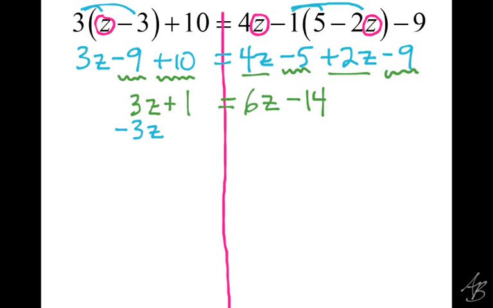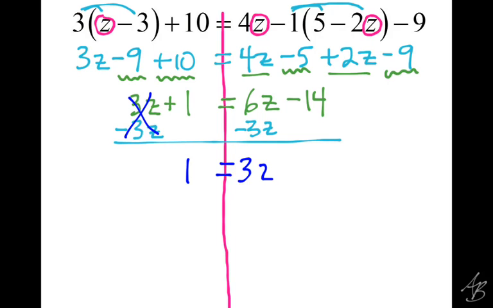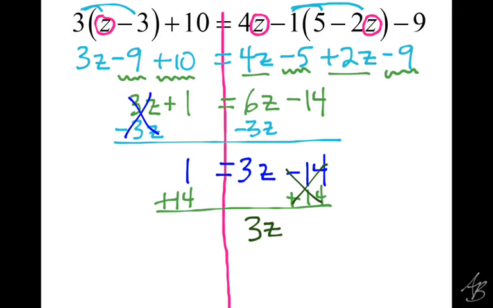Subtract it. So this 3z's cancel over here, leaving 1. 6z minus 3z is? 3z. Okay, then what? Yeah, we add 14. Okay, so 14's cancel on the right, leaves 3z. And on the left, 1 plus 14 is? 15. Okay, and then one last thing.